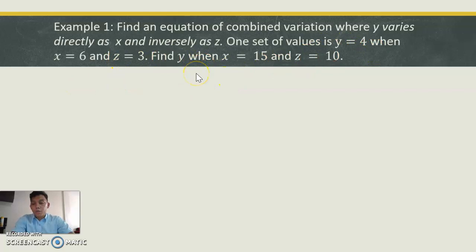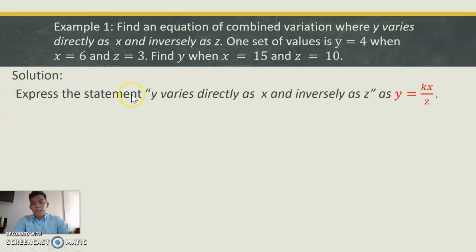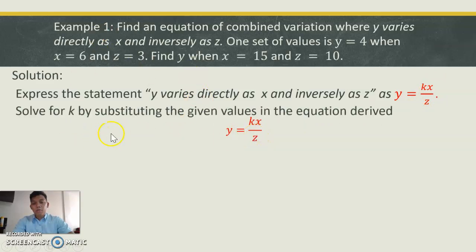So the first thing you have to do is always find the constant of variation, all right? So express the statement, no? This is quite basic. So y varies directly as x and inversely as z. So the translation is y equal to kx over z. And then let's now solve for k so that we can find the equation. So just substitute the first set of data: 4 for y, 6 for x, 3 for z.